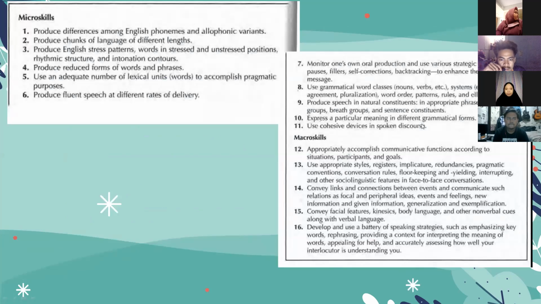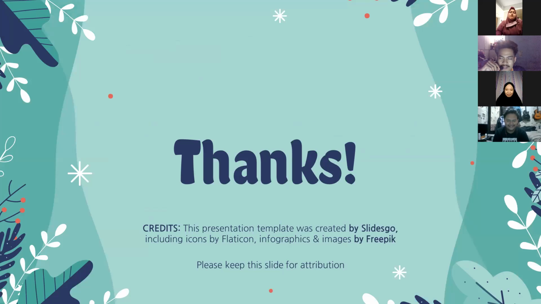And there is micro skill and macro skill. You can read 1, 2, 3, 4, 5, and maybe that's it for me.